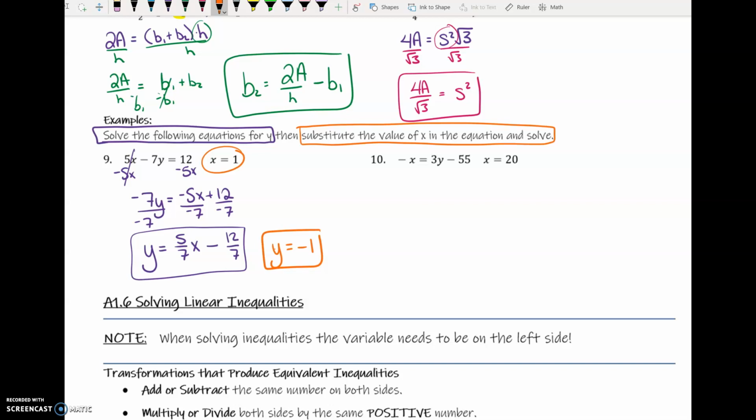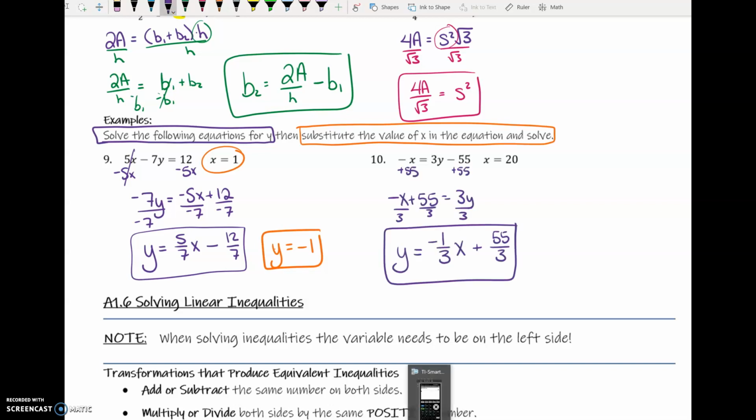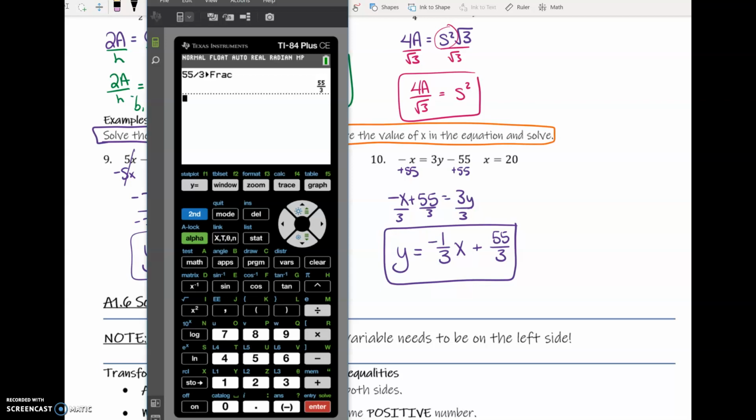I want you to try number 10 completely on your own. First, get y equals blah, blah, blah. Then plug the 20 in to get your second part of your answer. Okay, add 55 to both sides and then divide everything by 3. And I did check 55/3. That is as simple as that gets.